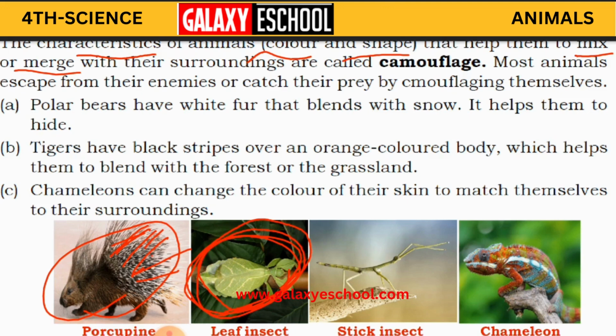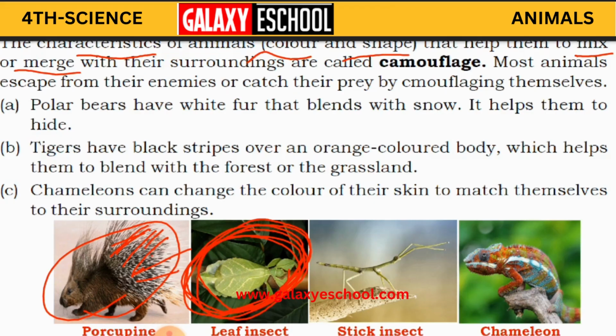So this type of characteristic, that is this type of feature, which is able to change its color, change its shape and mix with its surroundings, this type of insects are called camouflage. So this feature, which can mix and merge by changing its color and shape, is called camouflage.